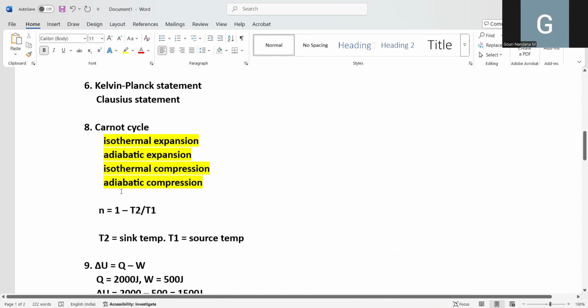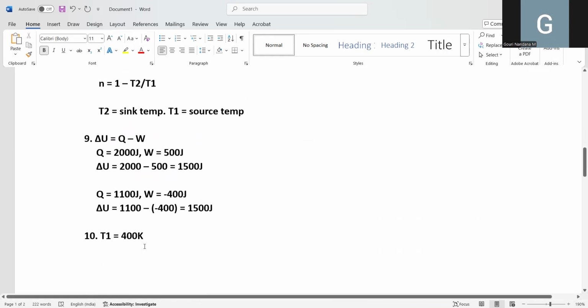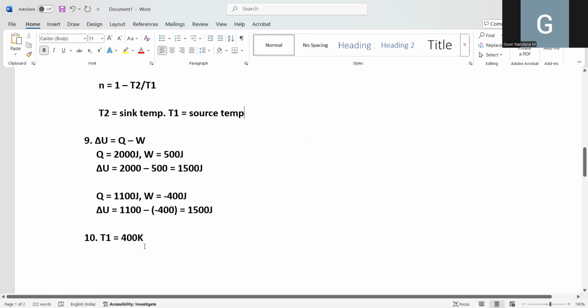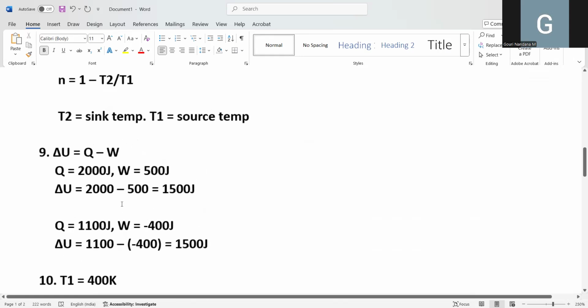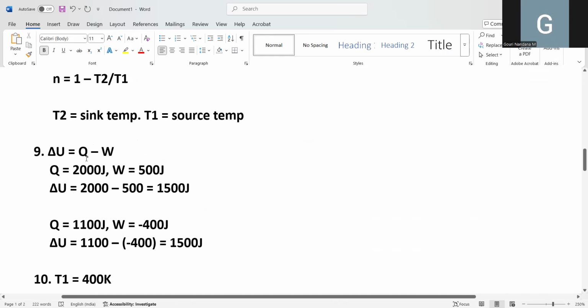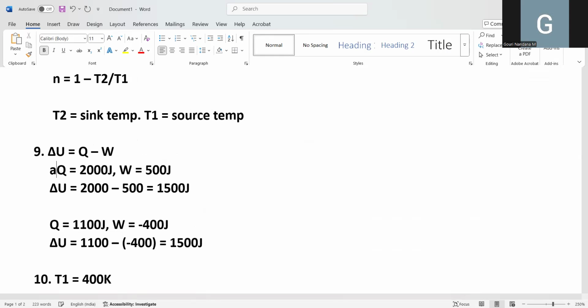Next question is, calculate the change in internal energy of a system when the system absorbs 2000 joules of heat and produces 500 joules of work; and when the system absorbs 1100 joules of heat and 400 joules of work is done on it. Okay, so first we are using the first law of thermodynamics. ΔU = Q − W. Here, in the first sub question, Q is given, that is 2000 joules, and W is 500 joules.